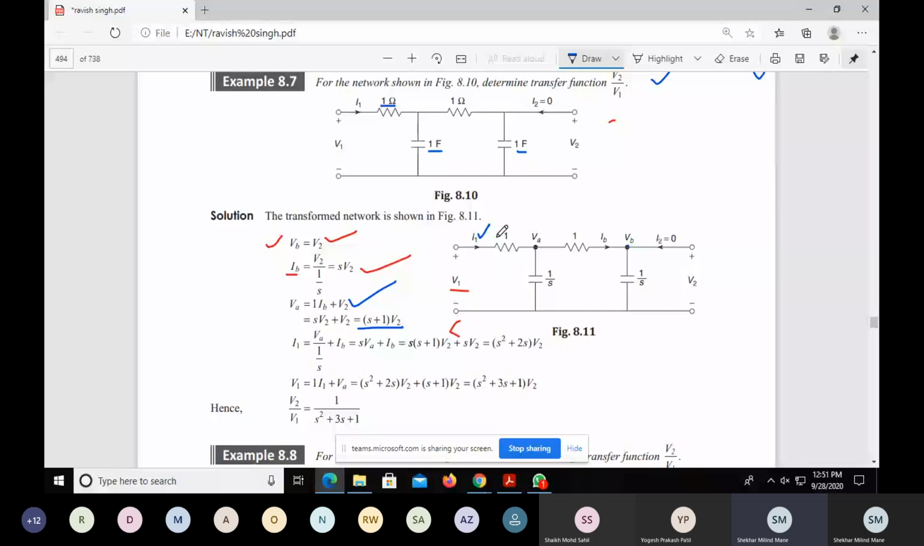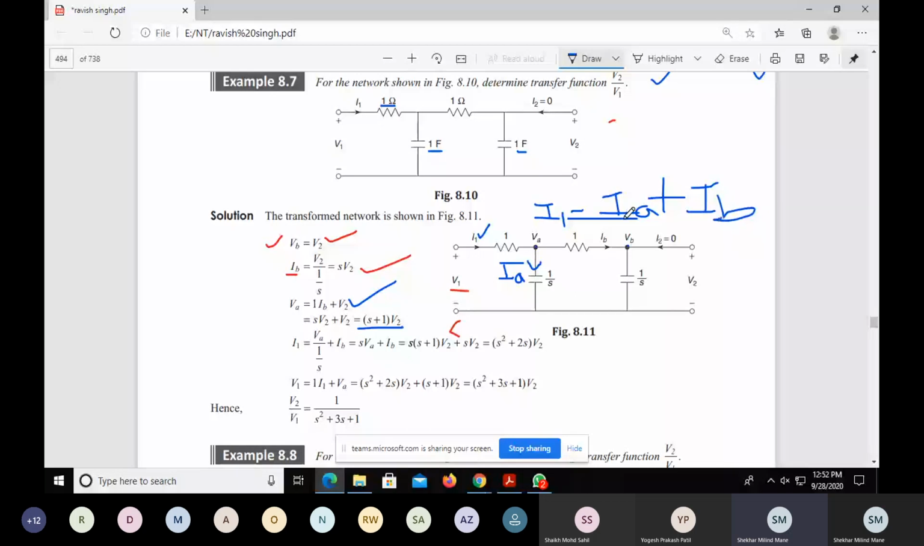Now we are writing I1 in terms of V2. You can assume all the currents are leaving, or just assume the current is flowing in this way. So let's say this is IA. If you apply KCL at this node, then incoming current is equal to outgoing current. So I1 is equal to IA plus IB.